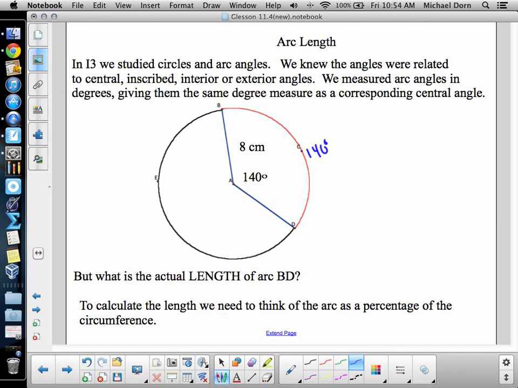But how could we do that? Well, actually, it's very reasonable. First off, we have to figure out how much is the whole circle? It's 360 degrees, right? And how many degrees of that circle am I using? I have 140 out of 360 degrees. Now, what is the circumference of that whole circle? It's pi times diameter, right? What's the diameter of that circle going to be? 16 centimeters. So the circumference is 16 pi. And we want to know how much is right here. It's proportional thinking.